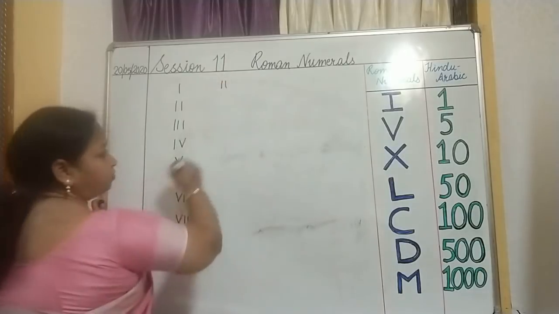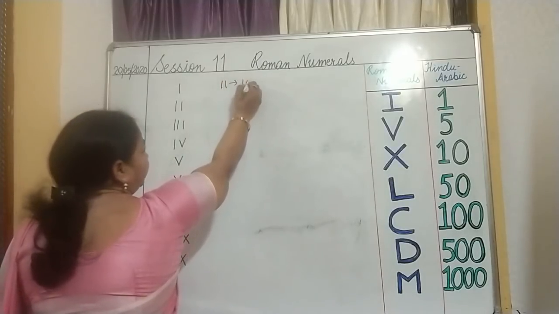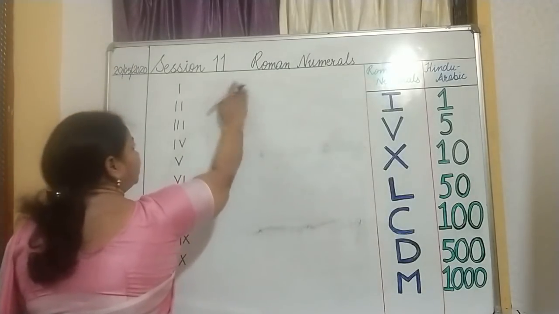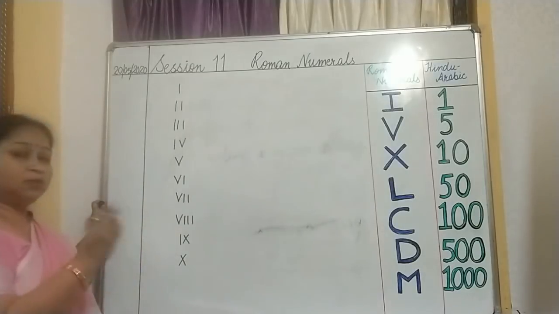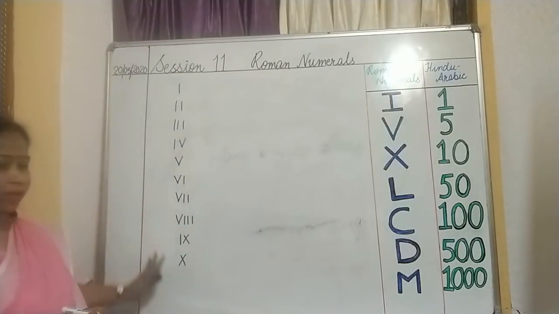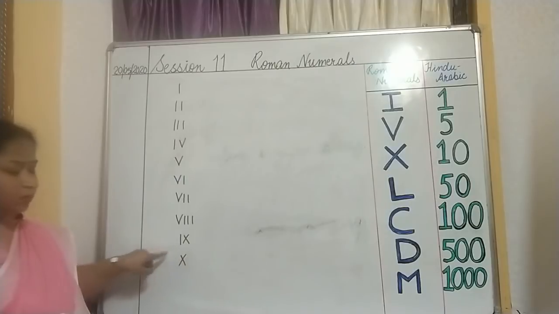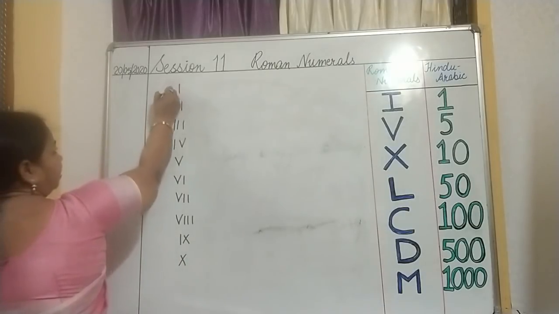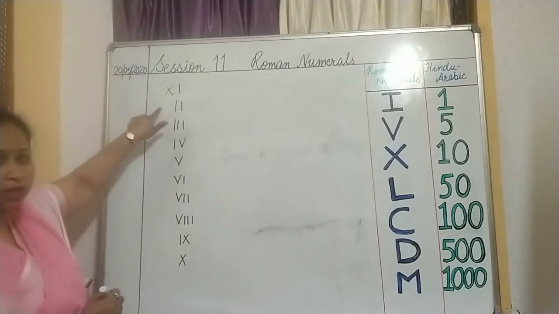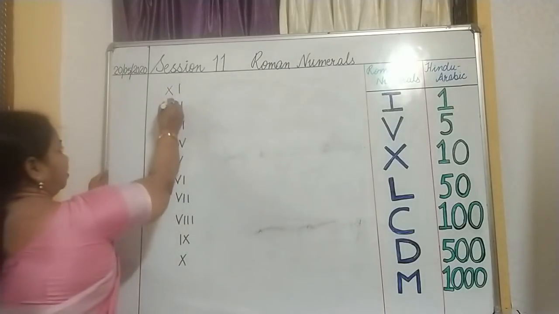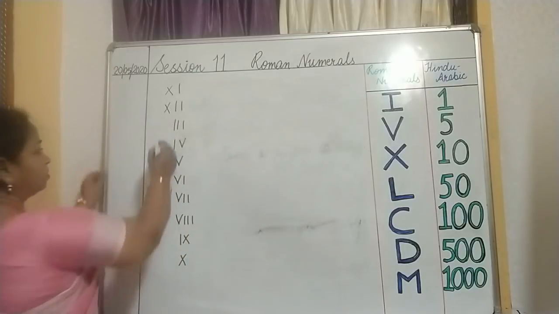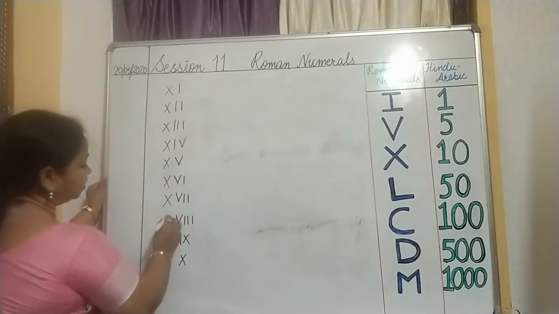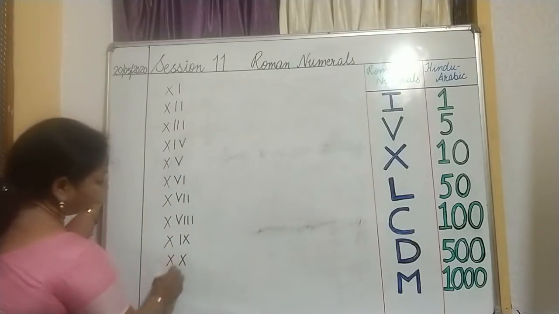If you are writing 11, what do you do? You write 10 plus 1, isn't it? So here also we will be applying the same concept. 1 to 10 is clear? This X stands for 10, right? So I'll just write here X. What is it changed to? 11, 12, 13, 14, 15, 16, 17, 18, 19, 20.